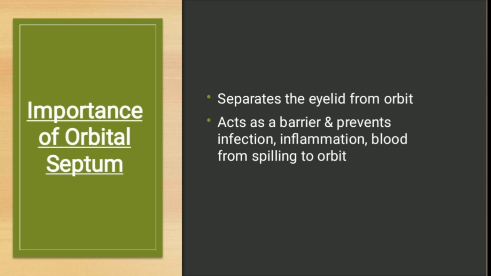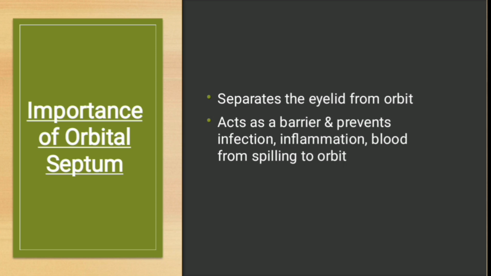That is why this orbital septum plays a very important role, because it separates the eyelid region from the orbit. If there is any kind of infection in the eyelid, it does not allow that infection to pass further into the inner layer of the eye or move into the orbital region, because we know that in the orbit we have muscles, orbital fat, and an important nerve, the optic nerve.